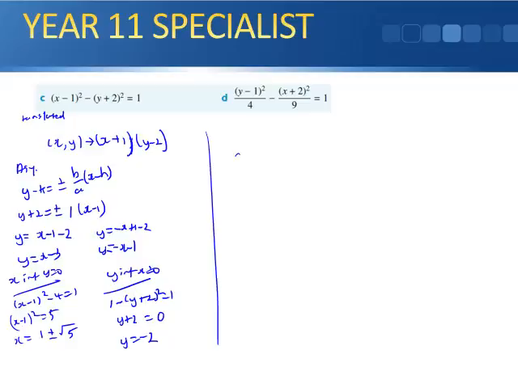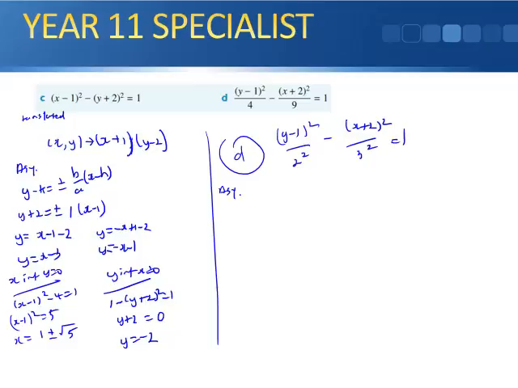I'm not going to be bothered graphing that one. You guys can graph it. D. And this one here, again, I'll write it in the form y minus 1 squared over 2 squared minus x plus 2 squared over 3 squared equal to 1.